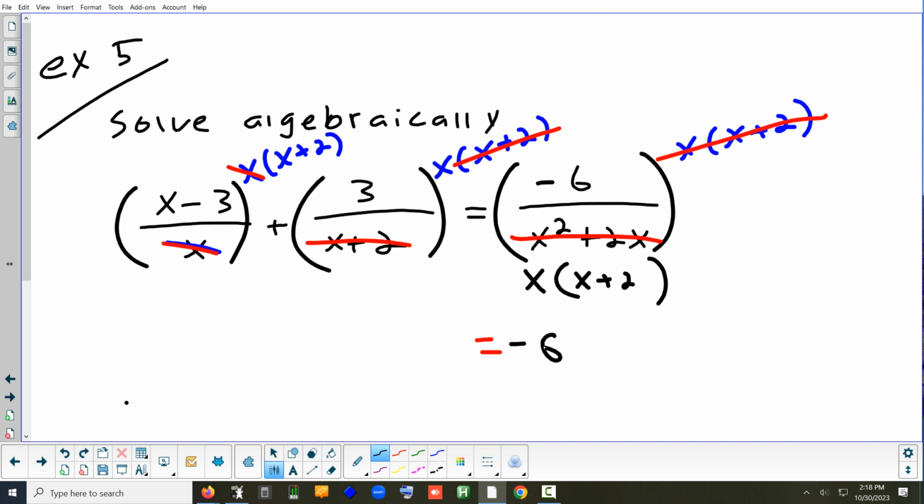Okay, let's do the middle, just because that one's easy. All you're left with is plus 3 times x. What's 3x? That's the easy one. Now, what you're left with here is x minus 3 times x plus 2.